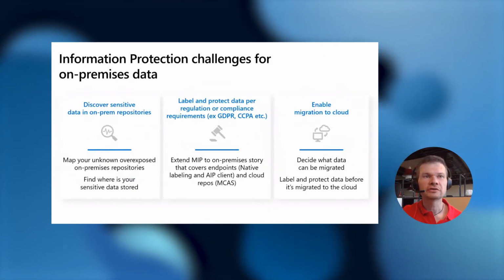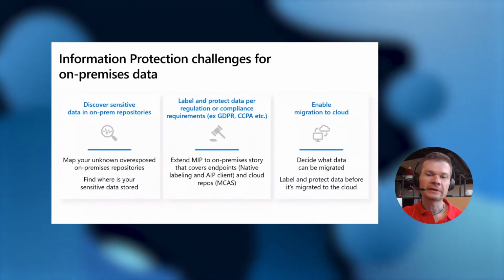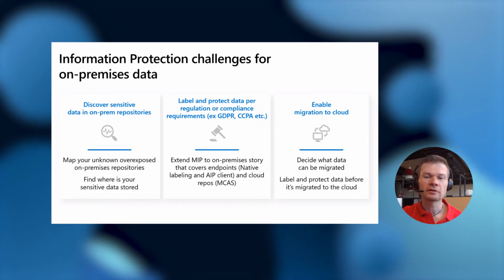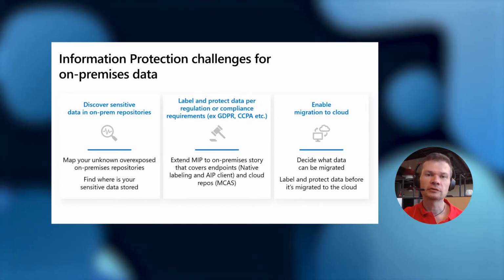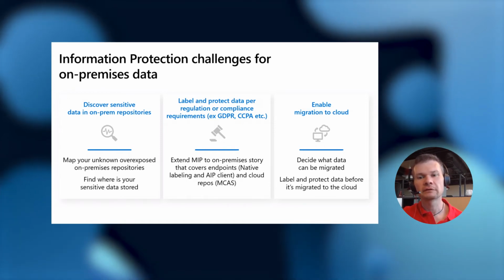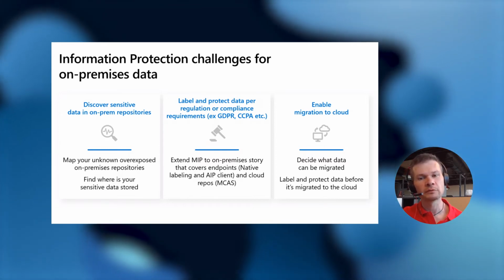What are the main challenges that our customers deal with when we talk about the on-premises data? We can bucketize them into three scenario buckets as follows. The first one is discovery of sensitive data in on-premises repositories. On-premises scanner helps you to find where the sensitive data is stored. It includes discovery of overexposed file shares and deep file inspection stored in these file shares and SharePoint on-premises sites.